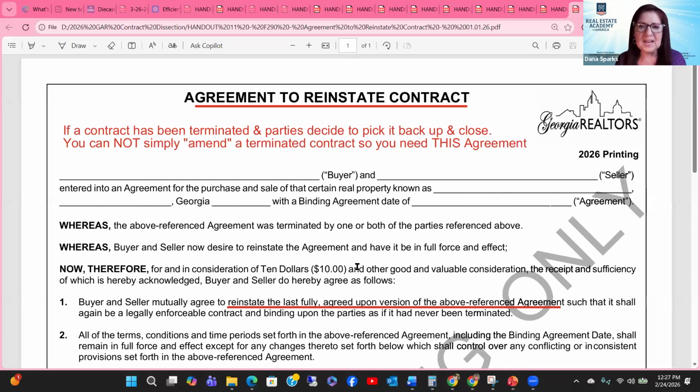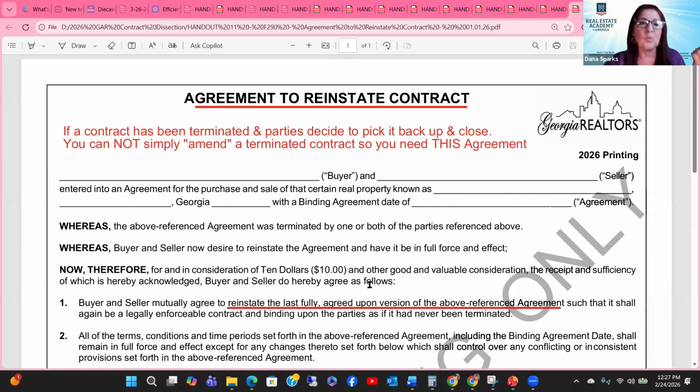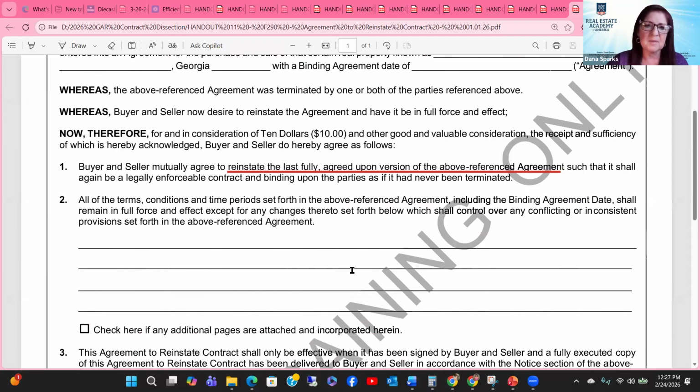Two days later, you get notice from the lender that the appraisal got reviewed and it came back up to sale price, so everybody's good to go. At that point, you would reinstate the contract. So that is a really good use of when you've terminated but went back. It's just to protect the earnest money.